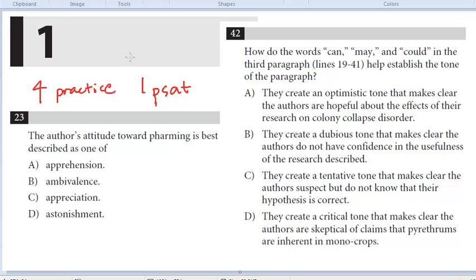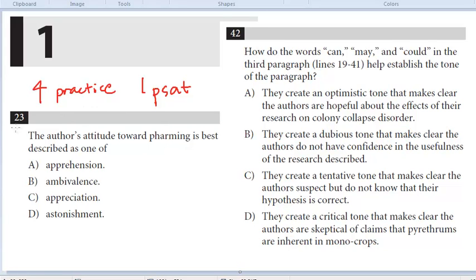I highly do not recommend using Barron's or any other big test prep companies, because it's really not reflective of what's on the real tests. In any case, I got these from College Board's online site. You could go look at it. I just picked questions randomly just to make a point about tone.